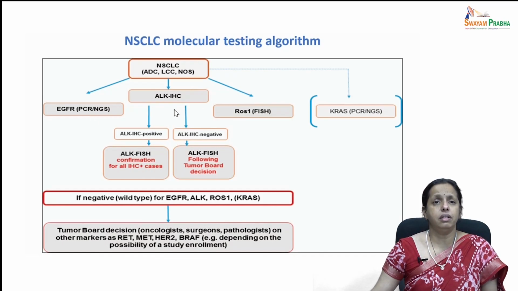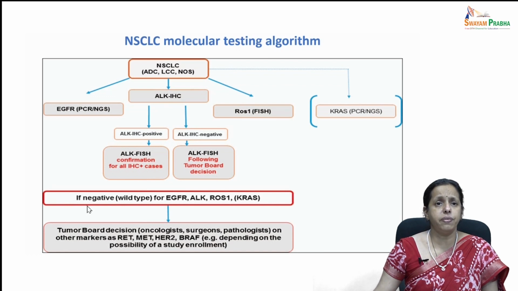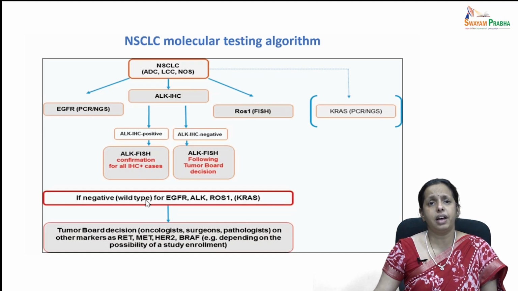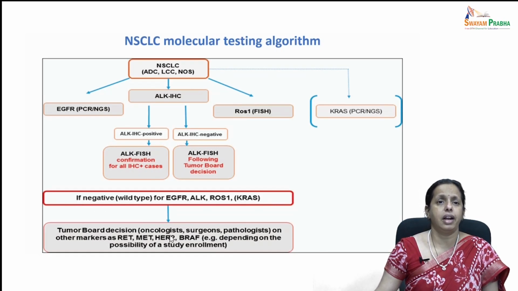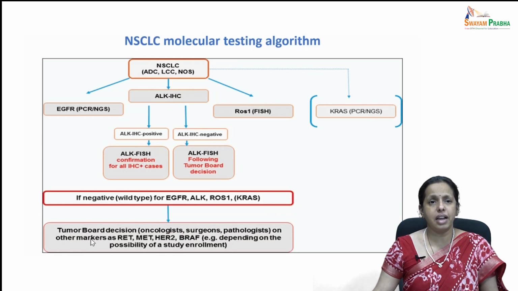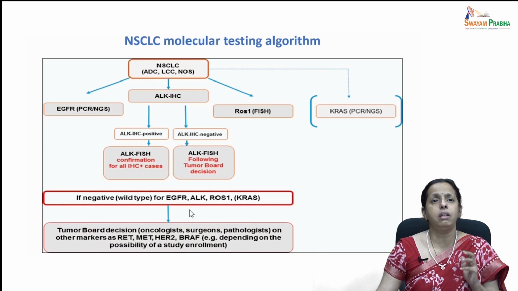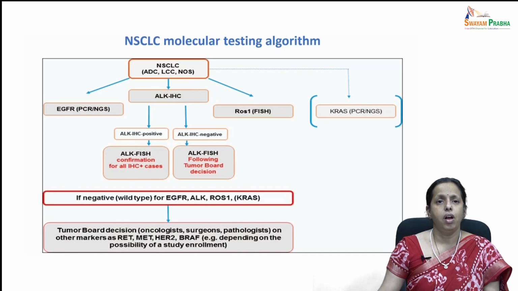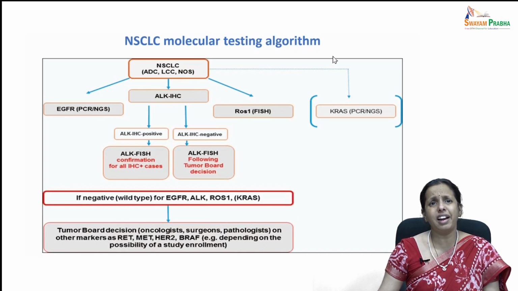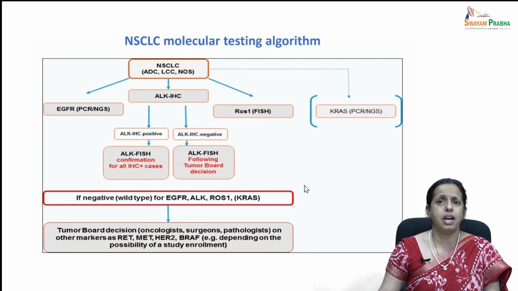Whereas for ALK we also have qPCR, but an ALK IHC is also recommended, and even FISH is done. If any of these tests are negative, you say this particular patient is wild type for EGFR, ALK-ROS and KRAS. The tumor board then decides whether we should stop this testing, or they have to test for other markers like RET, MET, HER2 and BRAF. This is a typical algorithm for lung cancer which is adopted all over.